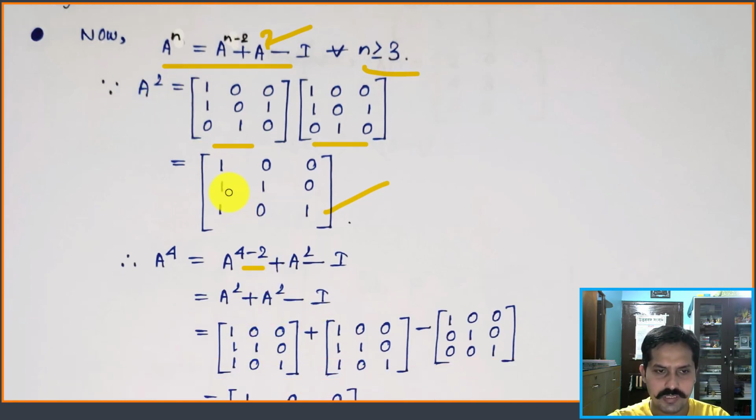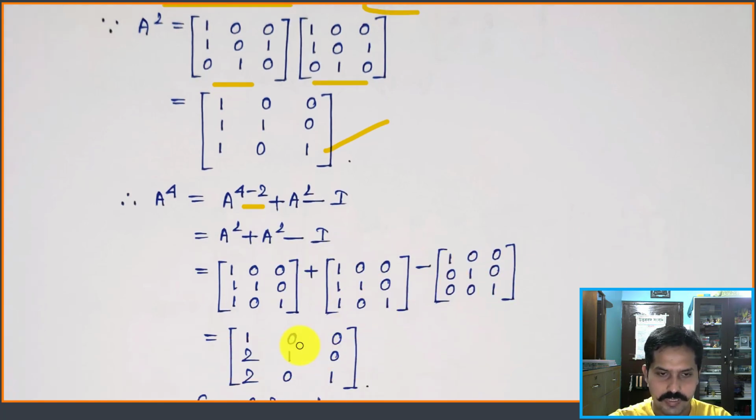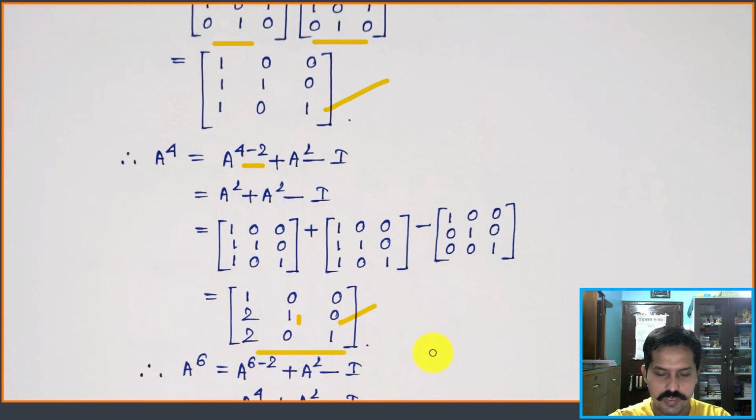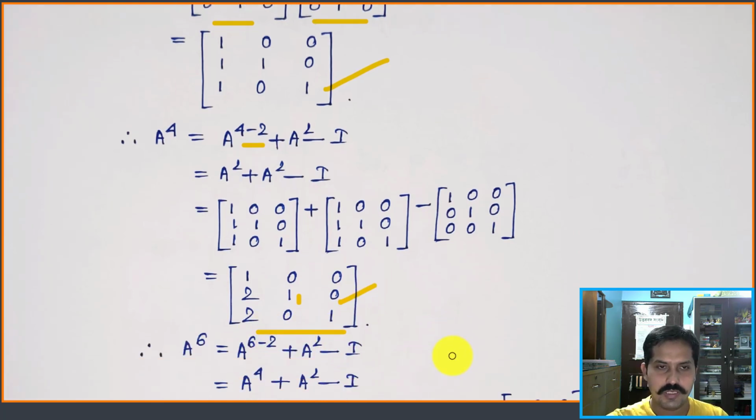We have the value of a square already, that is 100, 110, 101, plus again a square, which is 100, 110, 101, minus the identity matrix of third order like this. Then do the simplification. 1 plus 1 is 2, 2 minus 1 is 1, 0, 0, 0, 0. Then 1 plus 1 minus 0 is 2. 1 plus 1 minus 1 is 1, 0 plus 0 minus 0 is 0. So this is our a to the power 4.